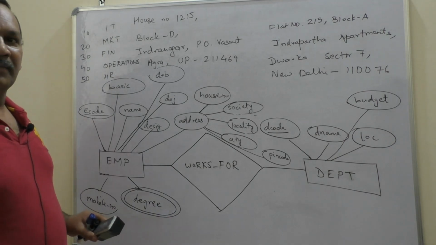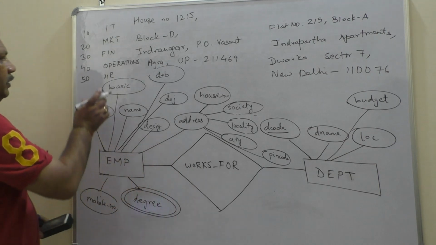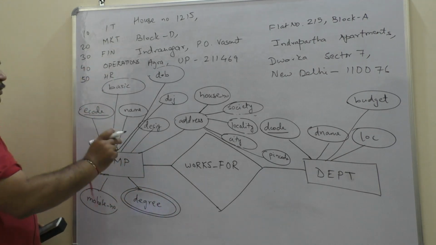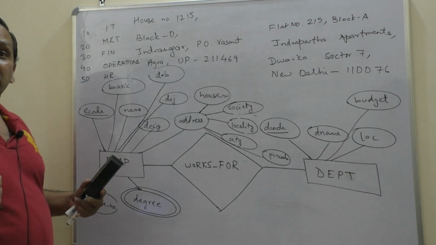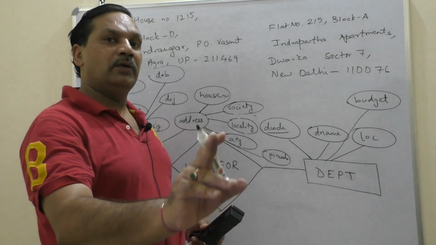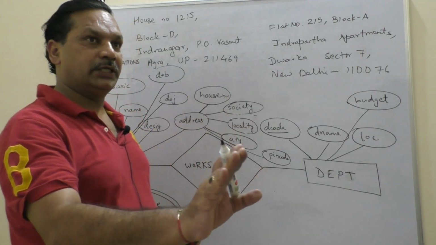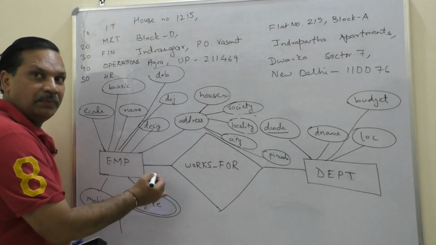Clear? Fine. So one thing is very clear. Now can you tell me how many people will work in the IT department of a company? Many employees, many. So now coming to the relationship: many employees work for a single company.